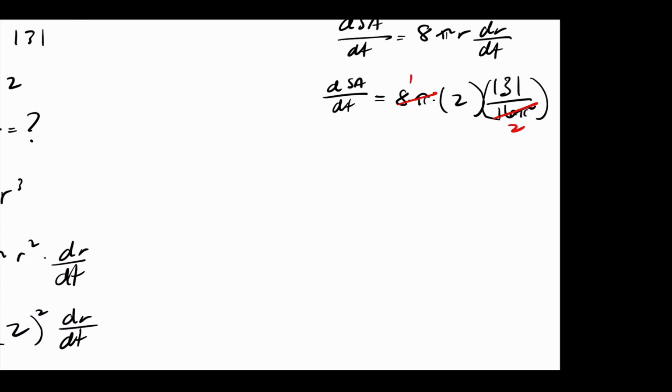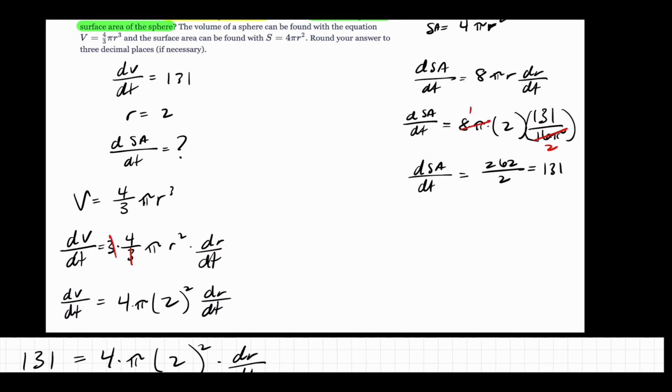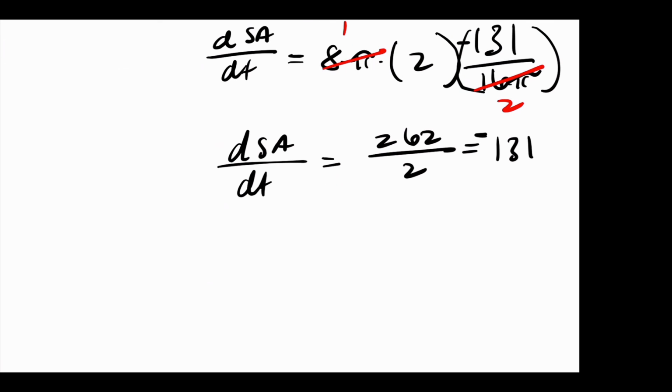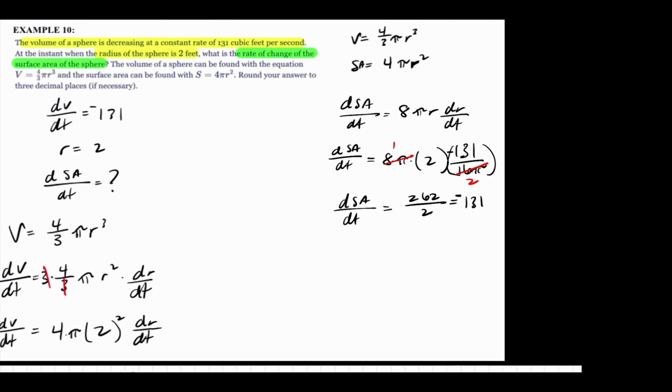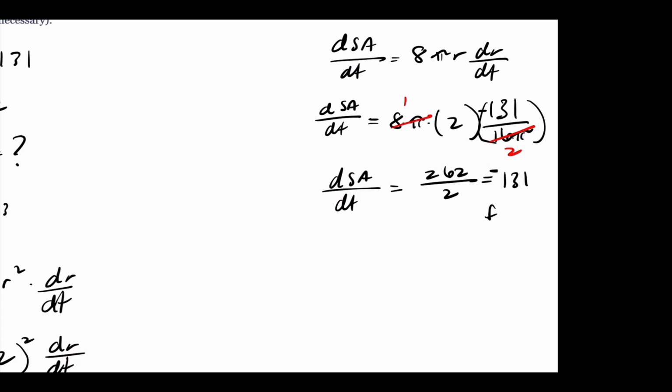So that becomes a 1, that becomes a 2. So I get 262 over 2, which is, oh, those 2's cancel out. 131. Is it negative? Negative 131? Decreasing, yep, you're right. So negative. Surface area, it's area. So it's going to be feet squared per second.